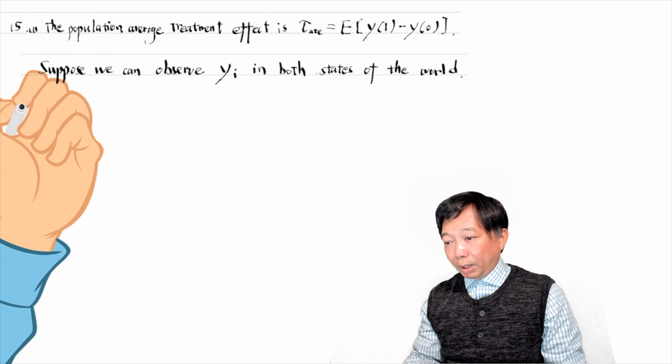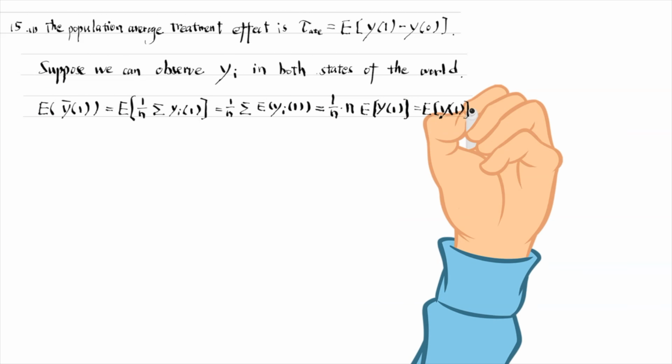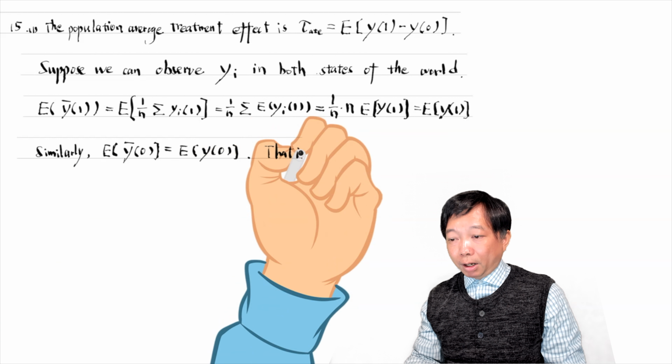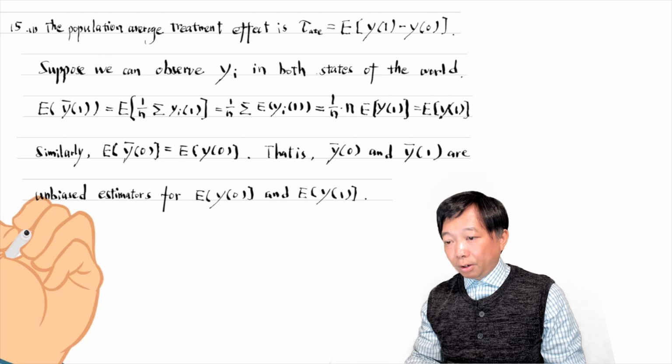We do it by showing the expectation of the sample mean of yi in the first state equals the population average of y in that state. Similarly, the sample mean of yi in the second state equals the population average of y in that state. So, the sample mean treatment effect is an unbiased estimator of the population average treatment effect.